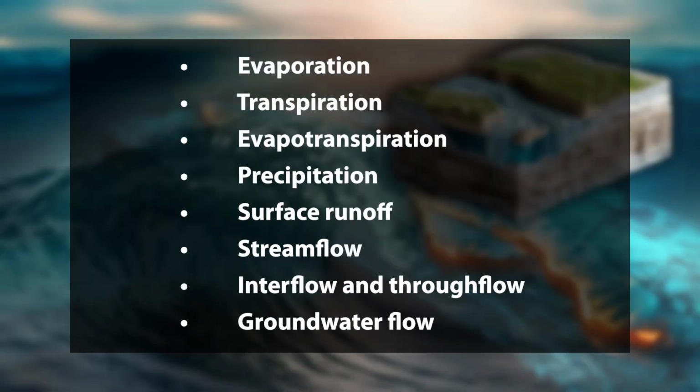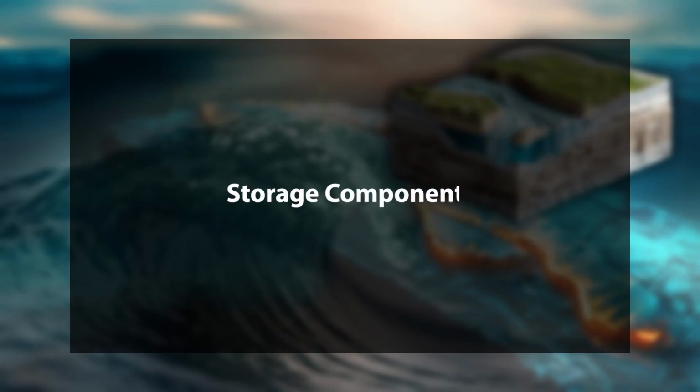The major transportational components include evaporation, transpiration, evapotranspiration, precipitation, surface runoff, stream flow, interflow and throughflow, and groundwater flow. Each of these processes plays a distinct role in transferring water between the atmosphere, land surfaces, subsurface, and oceans. So far as the storage components are concerned, which represent the reservoirs where water is temporarily held within the systems, the duration of storage varies among different components, ranging from a few days to thousands of years.